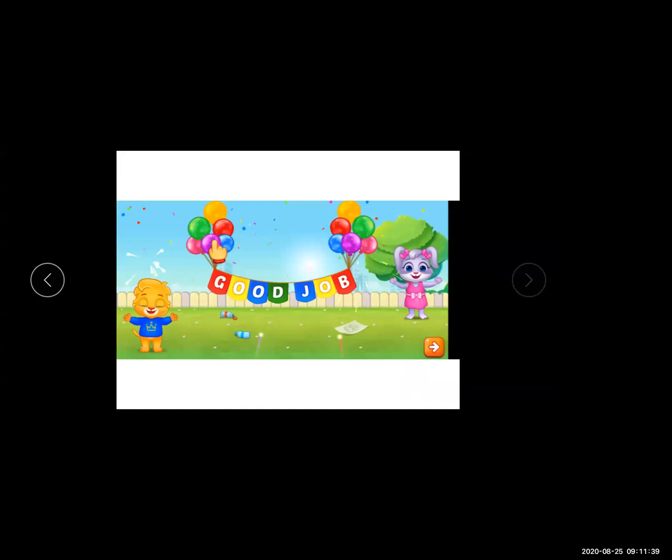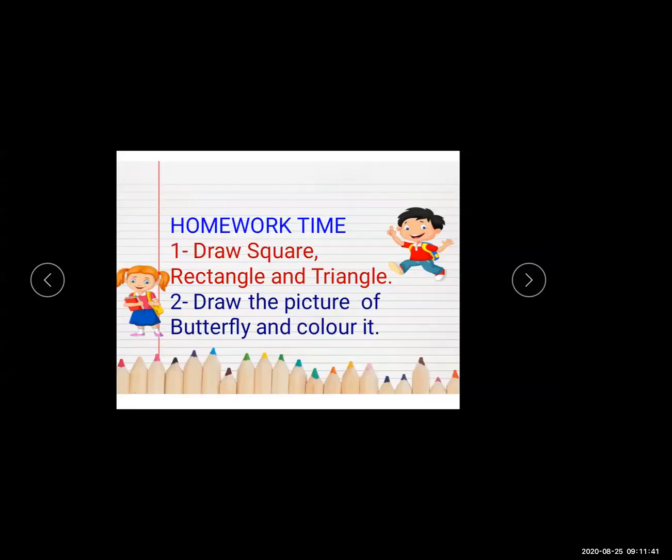Very nice. Now today's homework. You have to draw square, rectangle and triangle in your notebook. Same wise you have to draw and color the butterfly. Okay. Yes. In your notebook and color it. So enjoy your days with color.